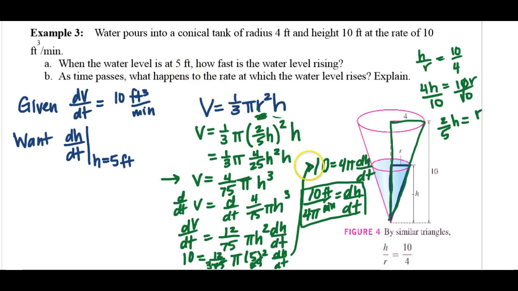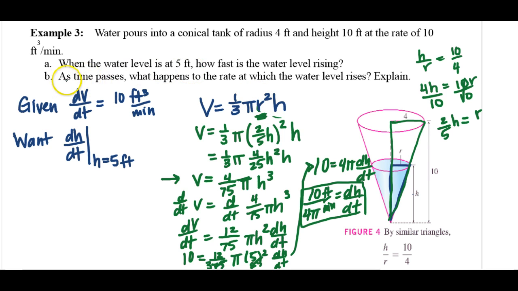I do consider this to be a more challenging problem, but it has been in the past a free response question on the AP exam. So it's a question where I would expect you to get in the habit of recognizing this trick of similar triangles. This is a geometry trick, and you should be trying to develop an eye for understanding why you would not want this r here.